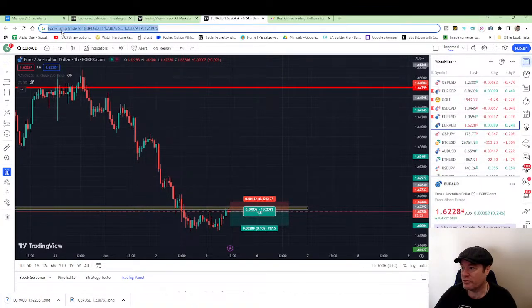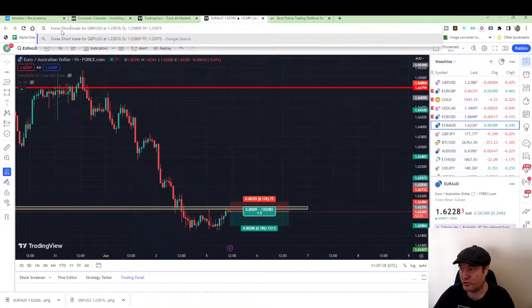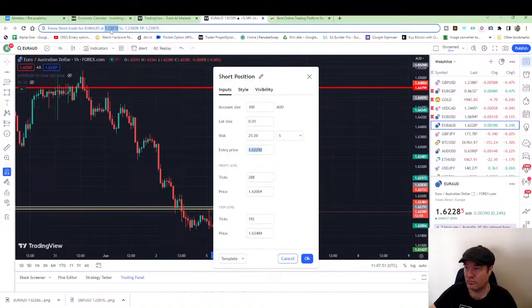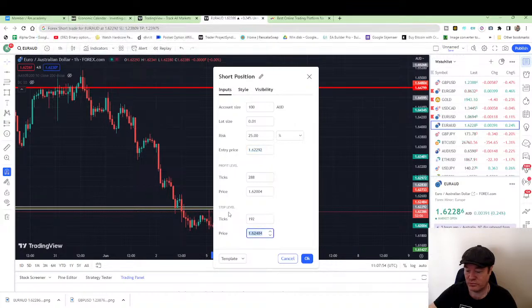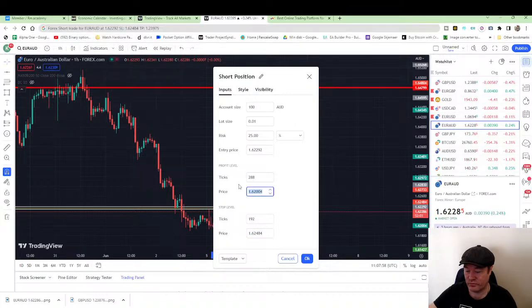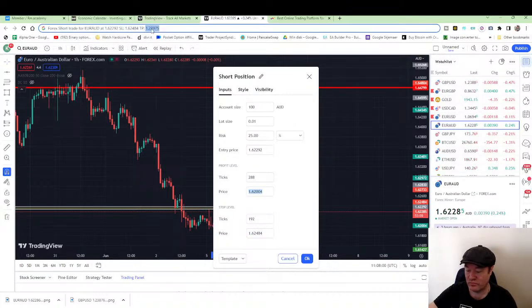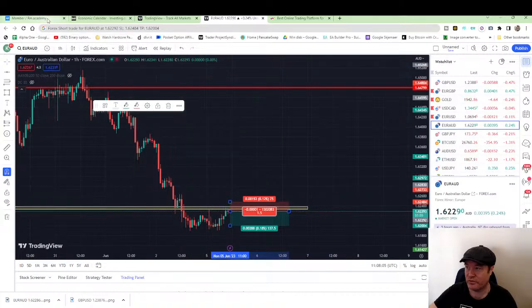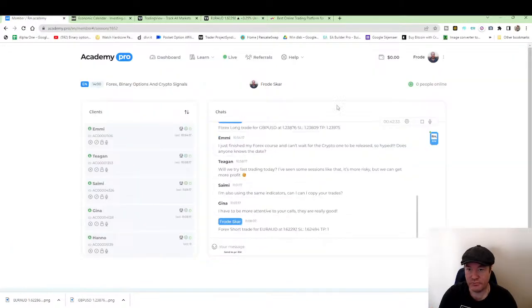So that's a Forex short trade for one hour, and that's at this location. Stop loss, we put it here, and take profit, we take it here. There we have it. Cool. Second trade in. Let's post it here.